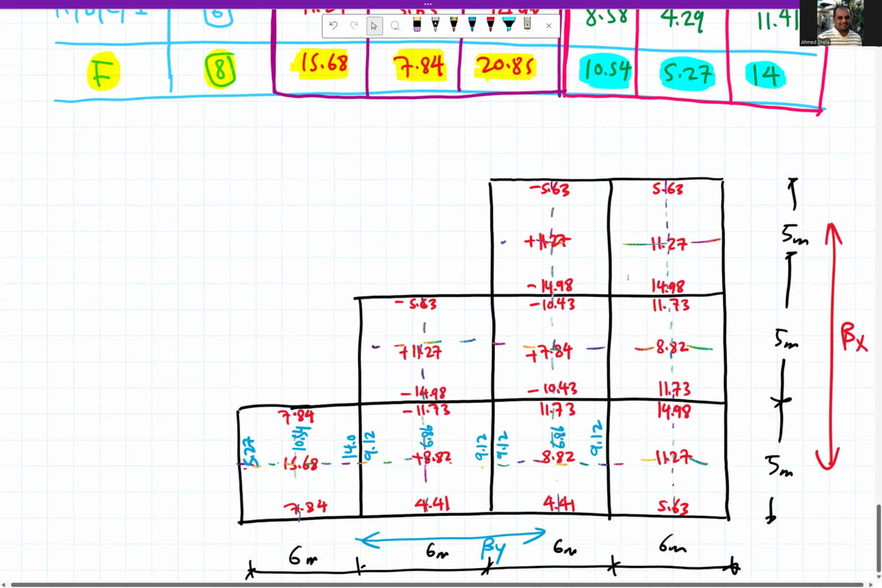Okay, here 11.41, 8.58, and 4.29. Here 4.29, 8.58, 11.41, 7.82, 5.88, 7.82, 5.88. Sorry.